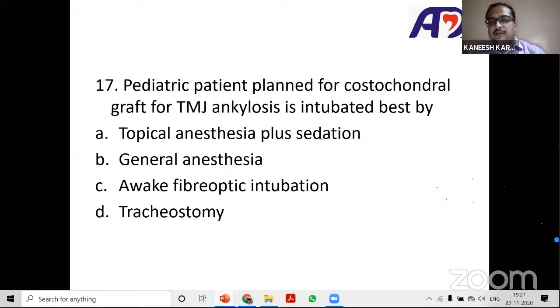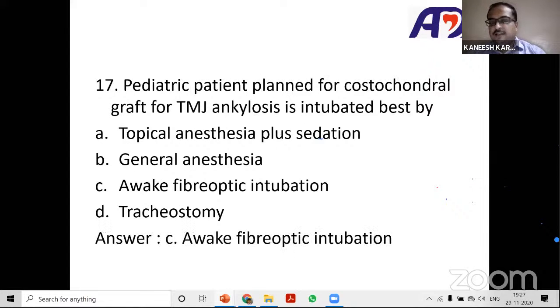Pediatric patient planned for costochondral graft for TMJ ankylosis is intubated best by... C is the correct answer. Of course, tracheostomy is also an option, but here it is a pediatric patient. So you prefer awake fiber optic intubation.